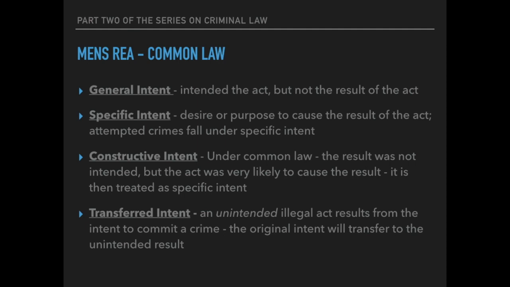So at common law, mens rea could be divided into a couple of different ways that you could establish intent. The first one would be, let's figure out what the general intent of this individual is, okay? This is where someone would have intended to do the thing, to take the act, but not the result of the act. Okay, this is where somebody has done something, but they didn't intend for the consequences to be so severe.